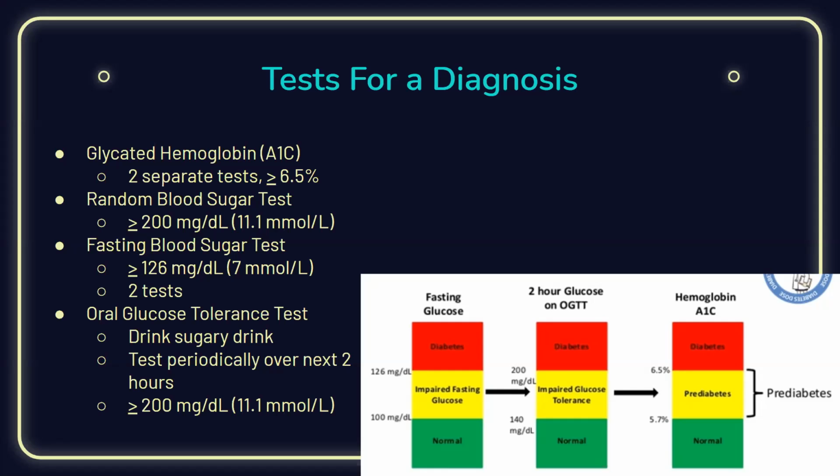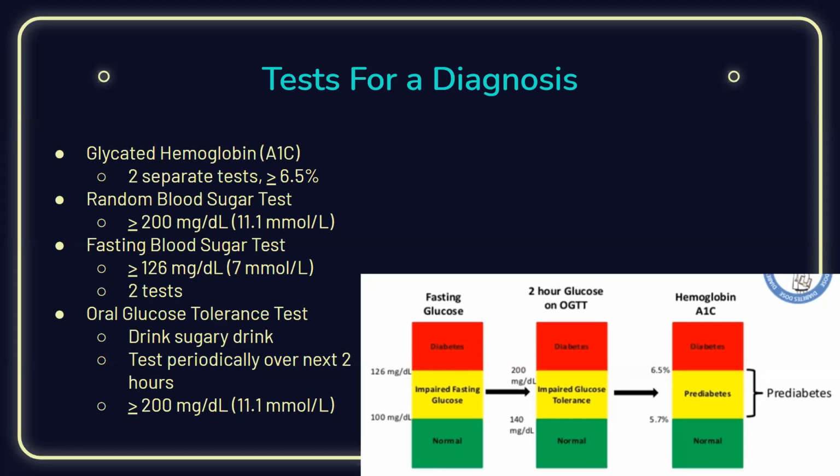And so you're going to have the random blood sugar test, and if you get greater than or equal to 200 milligrams per deciliter, which is equivalent to 11.1 millimoles per liter, that's going to be an indication that you have type 2 diabetes. And then with your fasting blood sugar test, which means that you have fasted for several hours before you took the test, so that now you don't have that extra glucose in your system from the food that you've eaten.